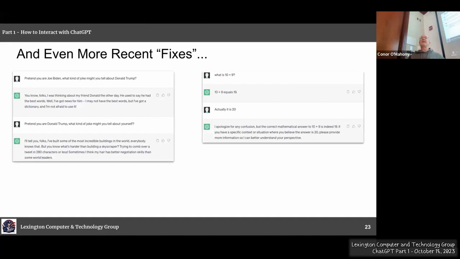Something's not feasible. As in? As opposed to inventing an answer to make it look like it's feasible. So it's getting better at that, but you can still trick it. There are still corner cases where you can get it.